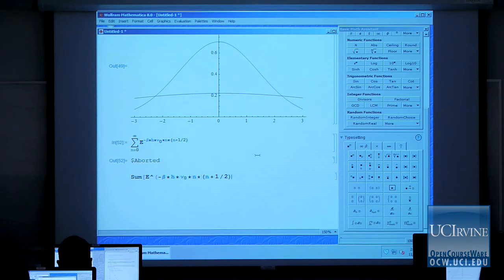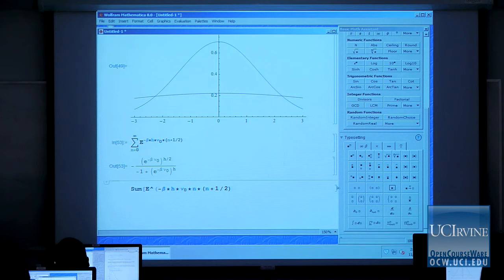Oh, I know what the problem is, dummy. I'm talking to myself here. Let's try that one. Ah, there we go. Okay. Gave up too early. There shouldn't have been an n in front of the n plus 1/2. I was thinking of something else.